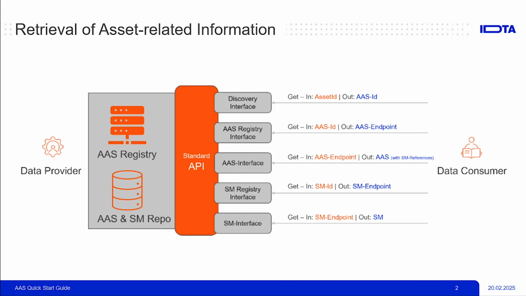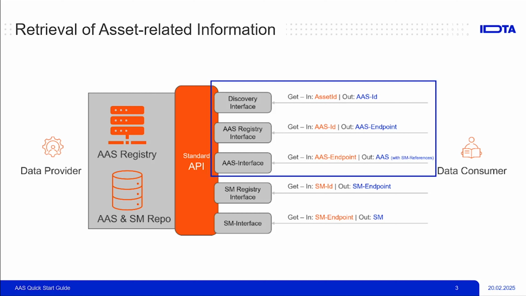So in the last two videos, we got familiar with this diagram, that is nothing but how to retrieve the asset related information using the standard API operations of the IDTA specifications. We got familiar with different terminologies of interfaces such as discovery, registry, and asset administration shell and submodel repositories. In the last video, we focused on the first three calls or operations in retrieving the asset related information.